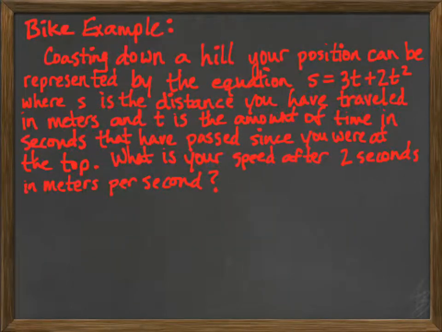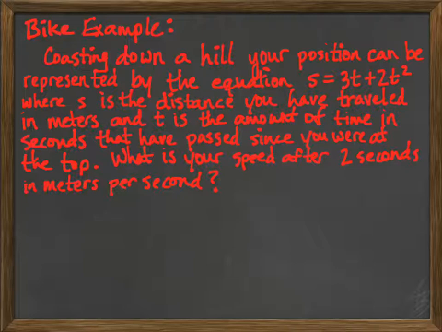So here's an example, and this example includes the more information that we're going to need. We're riding our bike, we coast down a hill, and because of gravity, we're going to be accelerating. We're going to start going faster and faster as we go down the hill. So coasting down a hill, our position can be represented by the equation s equals 3t plus 2t squared, where s is the distance you have traveled in meters, and t is the amount of time in seconds that have passed since you were at the top of the hill. So the question is then, what is our speed after exactly 2 seconds in meters per second?